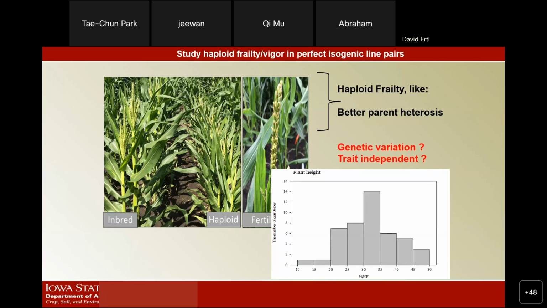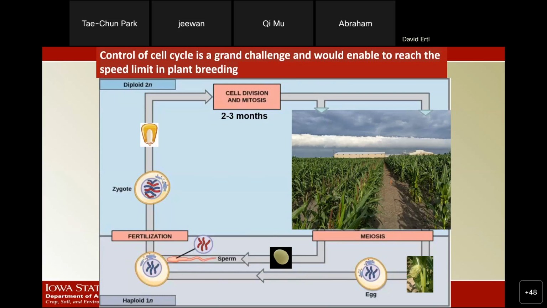And so the question is, if that is genetically determined, can we actually develop and breed for better performing genotypes at the haploid level that at the end would also have an increased seed yield? Looking into speeding up the breeding process with doubled haploids, we have an ongoing project where we try to reach the speed limit ultimately. That's something that Tanner Cook is working on.